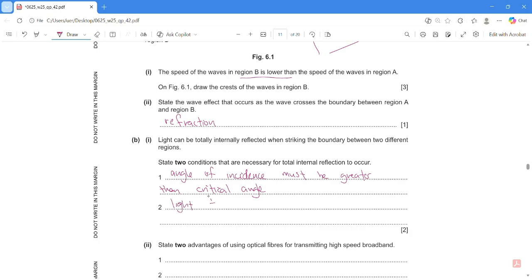Okay, light traveling from denser to less dense medium.